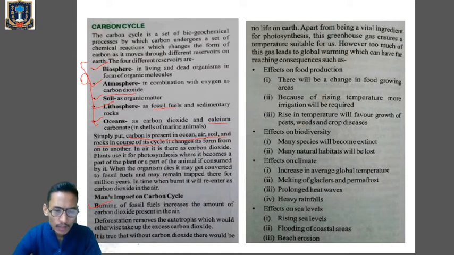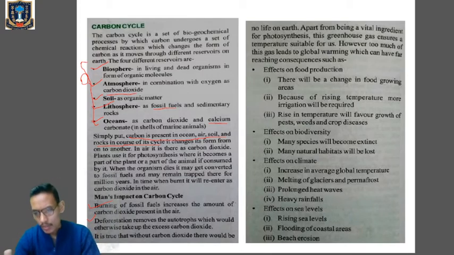Number two, deforestation, which means cutting down of trees. It will remove the autotrophs which would otherwise take up the excess carbon dioxide. Because if we go for deforestation, if we cut the trees, then the amount of carbon dioxide keeps on increasing, which will lead to global warming, that we know. Autotrophs are the plants, they fix the atmospheric carbon dioxide to perform the process of photosynthesis.